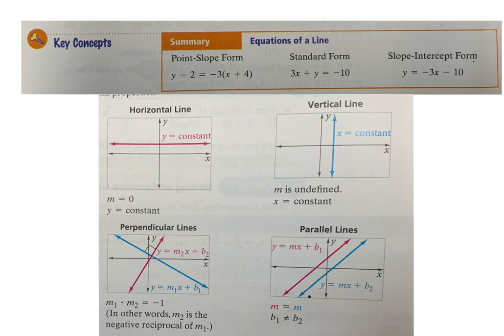All three of these equations represent the same exact line, but just three different ways. You can gather different things from different lines. I could graph from this line. I have a point. My point is negative 4, 2, right? It's opposite. Negative 4, 2. My slope is negative 3.